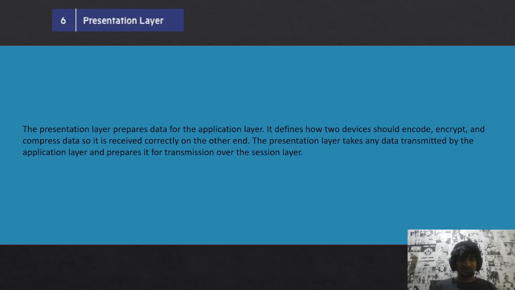Next we have the presentation layer. The presentation layer prepares data for the application layer. It defines how two devices should encode, encrypt, and compress data so it is received correctly on the other end. The presentation layer takes any data transmitted by the application layer and prepares it for transmission over the session layer.